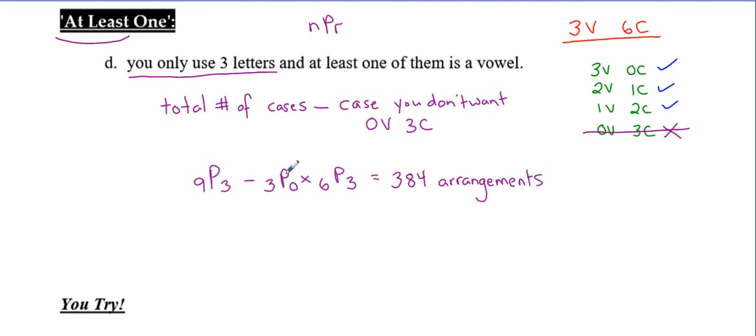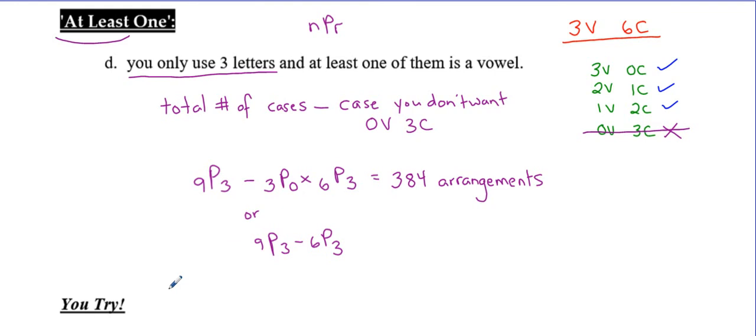Now, 3p0 isn't actually needed because anything p0 is equal to 1. So you could just write 9p3 minus 6p3, but it doesn't matter if you want to include that 3p0 or not.